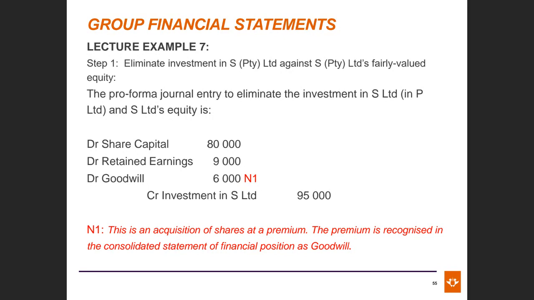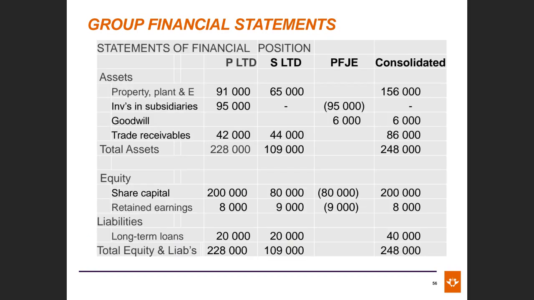Let's have a look at the statement of financial position so we can see how this changes. To calculate our consolidated statement of financial position, remember we take P Limited's statement of financial position and S Limited's statement of financial position. So we're going to take the PPE of P Limited plus the PPE of S Limited. That will give us a consolidated PPE of 156,000.